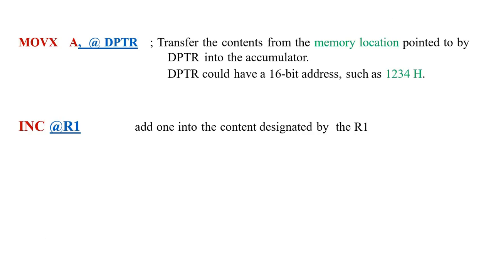instruction. MOV A, @DPTR. If the DPTR is initialized with the value 1234, the address represented is 1234. The DPTR value is now acting as an address. It goes to the corresponding location, takes the data from location 1234, and copies the data into the accumulator.